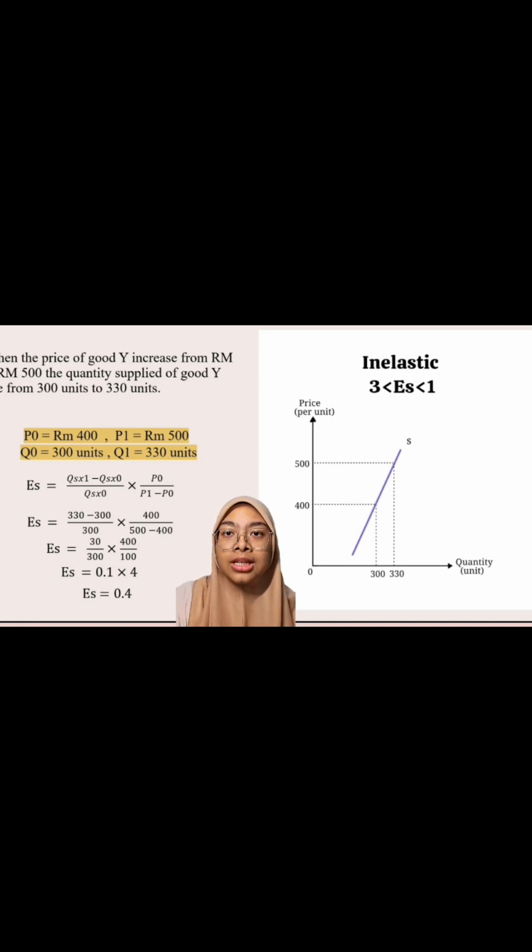For more details, let's look at the graph. The graph has a steeper slope of supply curve. Why? Because the percentage change in the price, which is from P0 increasing to P1, is larger than the percentage change in the quantity supplied, which is Q0 increased to Q1.